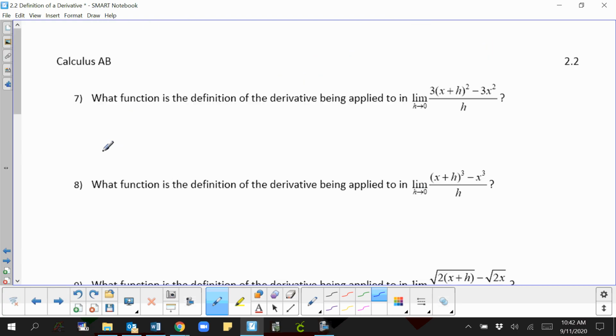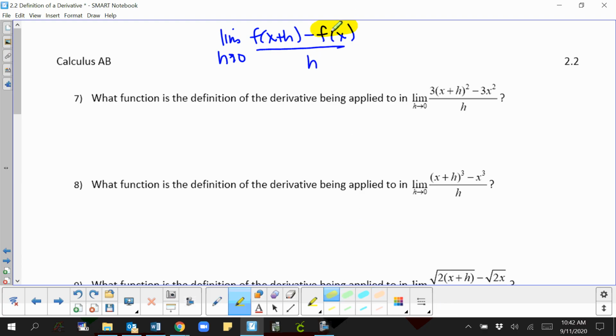Another way that it may look, and these would end up being multiple choice if they were on the AP test, is it says, what function is the definition of the derivative being applied to in this limit? So remember, our limit as h approaches 0 is f of x plus h minus f of x over h. When it's asking what function this is being applied to, it's going to be whatever's after that subtraction sign on the top of our fraction. So for 7, it's going to be this 3x squared. So my answer for 7, I would say that f of x is equal to 3x squared.